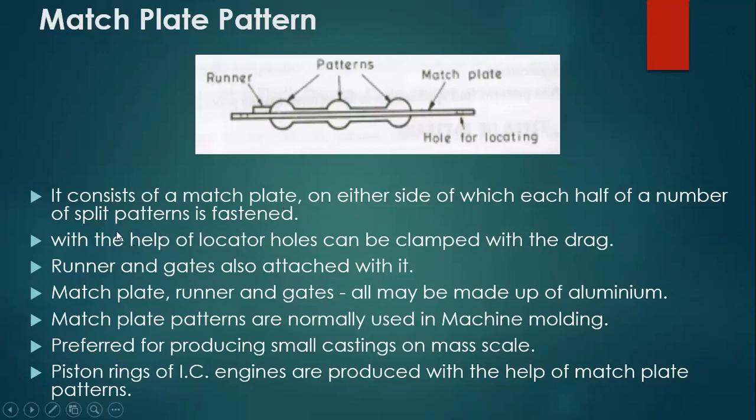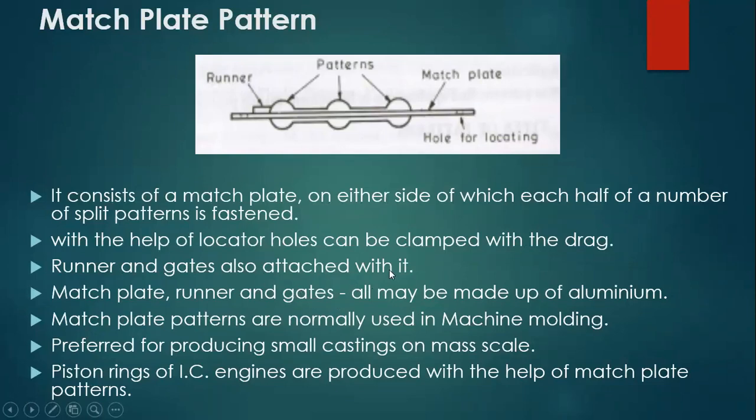Now we will see in short. This pattern consists of a match plate on either side of which half number of split pattern is fastened. You can see here this half circle is nothing but patterns. They are placed on either side, means at the upper side as well as on the lower side. With the help of locator holes it can be clamped with the drag. Means this complete match plate pattern you have to place on the drag box, and it is attached to the drag by using a locating pin.